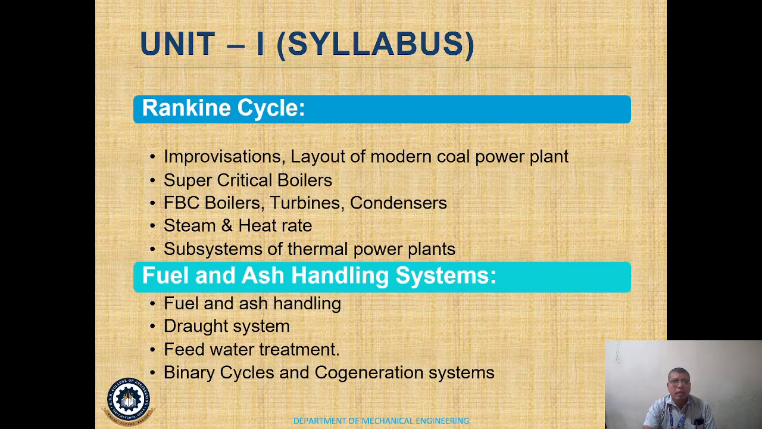In the Rankine cycle: improvisation, layout of modern coal power plant and supercritical boilers, then FBC boilers, turbines, condenser, then steam and heat rate, subsystems of thermal power plants. These are the topics under the Rankine cycle. Then fuel and ash handling systems. In fuel and ash handling systems: fuel and ash handling, draft systems, feed water treatment, binary cycles, and cogeneration systems. These are the main topics covered in Unit 1.